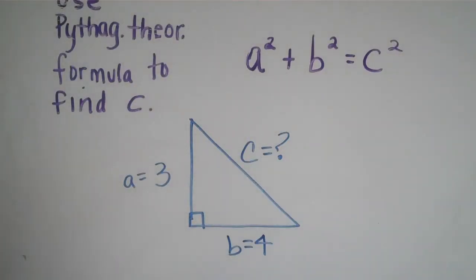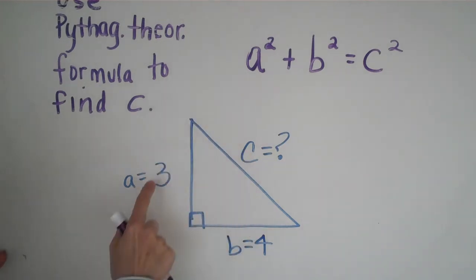Okay. Now, what if we are asked to find a side of the triangle? A lot of times, we'll be using the Pythagorean theorem to find C, or to find one of the missing sides. So if they give you the A and the B and they say find C, all you need to do is plug in what you have.